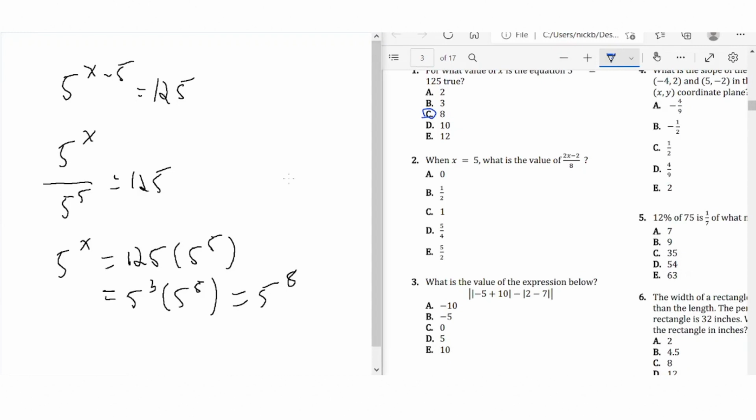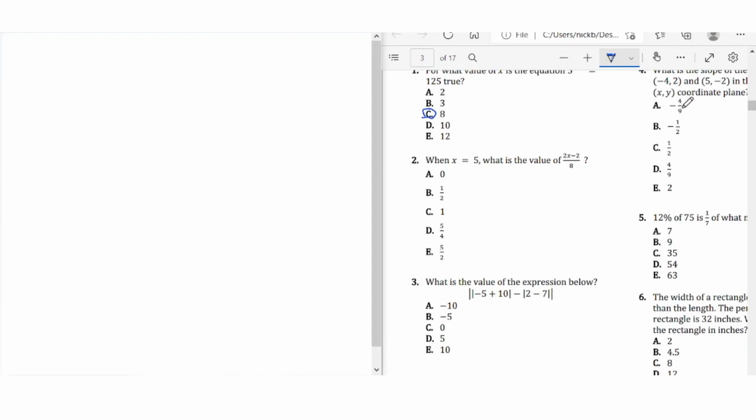Moving on to number 2. When x equals 5, what is the value of 2x minus 2 divided by 8? All we have to do for this one is plug x into our equation right here. So let's do that.